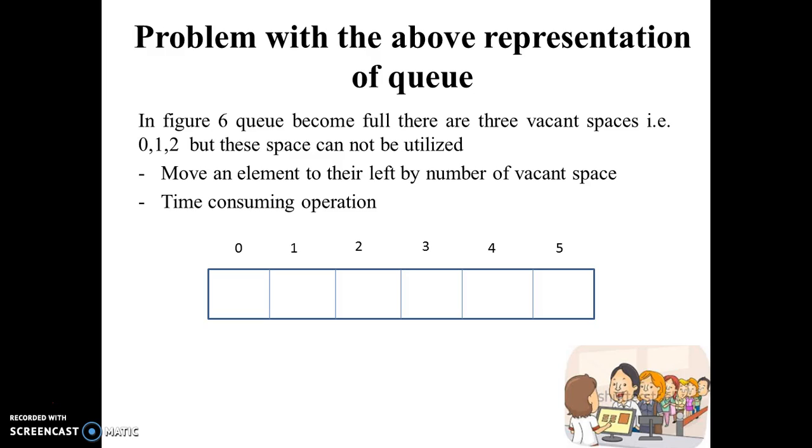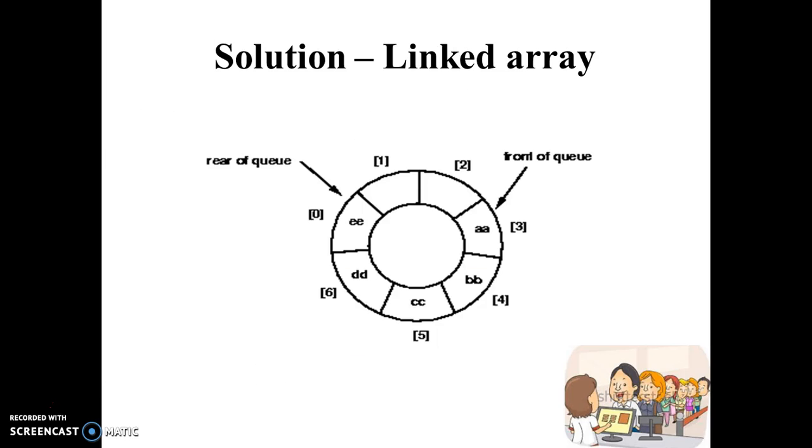The problem with the above representation of queue, if the figure 6 represents the queue become full, there are 3 vacant space, that is 0, 1, 2. We cannot utilize this space. If we move an element towards the left of vacant space, the process will consume more time. The solution for that, we require the linked array. With the help of linked array, we can easily utilize the space properly.